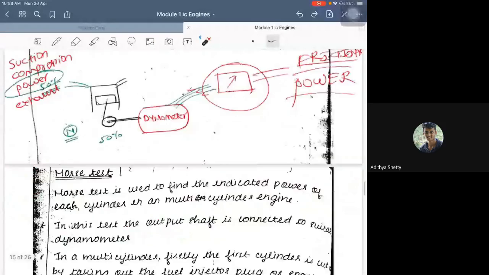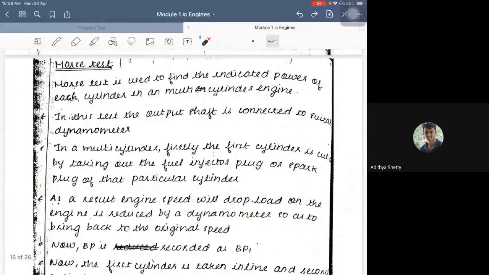The last and a very important test, or method, to find out the indicated power is the Morse test. How many of you have heard about the Morse test? I think most of the diploma students will be aware of the Morse test. Am I right?